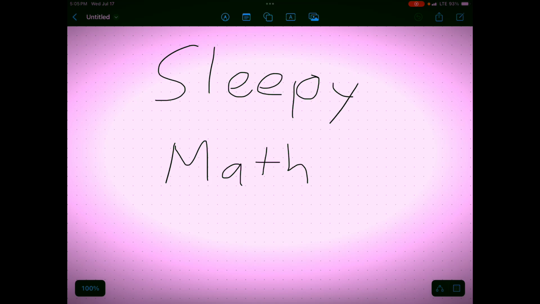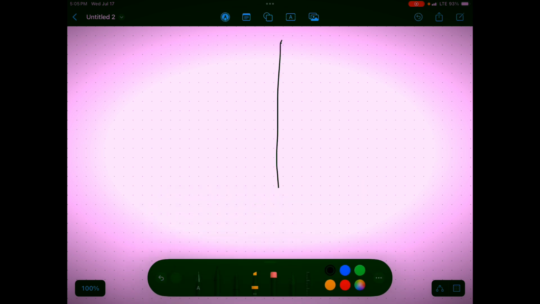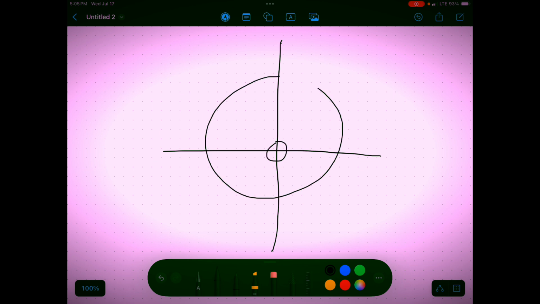Good evening, all. In this episode of Sleepy Math, we are going to take a look at the 16-point unit circle for trigonometry. Now, the 16-point unit circle is a very useful tool, and basically what it comes down to is it is a circle with a center at the origin and a radius of 1.